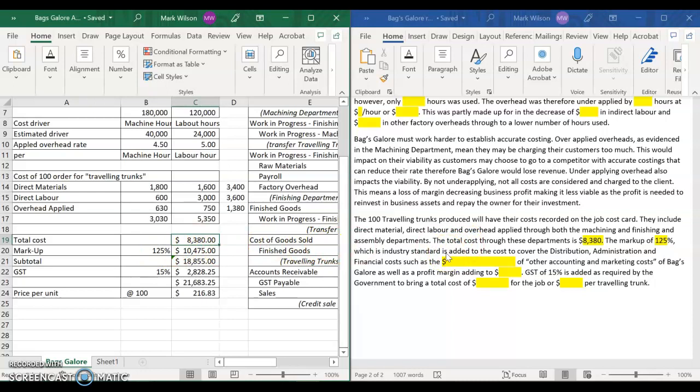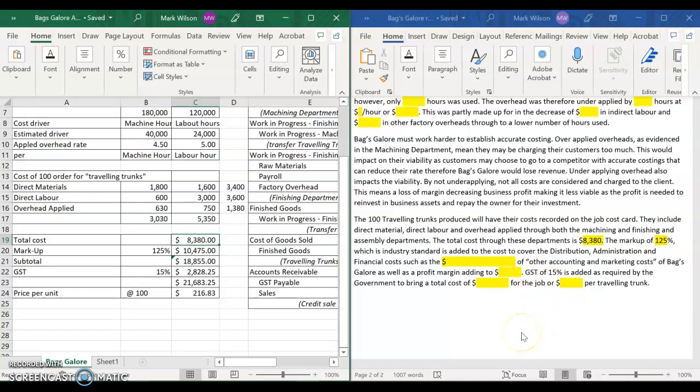That's given to you in the question on page, halfway down page 280. Make sure you can find that 125% there. And that markup is to cover other costs such as distribution, administration and financial. And we can see there in our book our other accounting and marketing costs. You've got 43,000 and 66,000. That's quite a lot to cover. And then they're adding the profit margin on there as well. And basically that gives you the total cost of the travelling trunk.